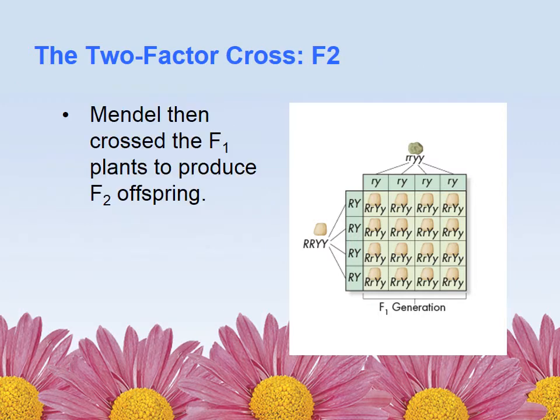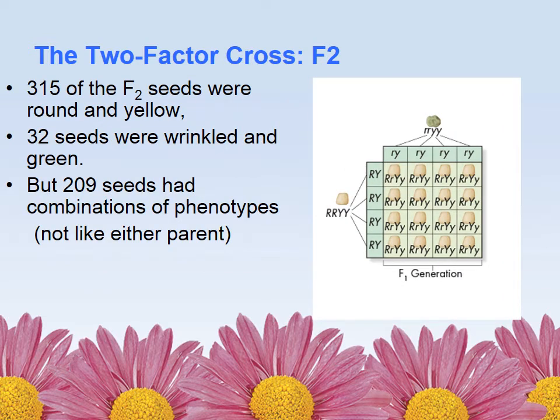So then Mendel crossed the F1 with each other to produce the F2. So we're looking at big R, little r, big Y, little y, crossed with big R, little r, big Y, little y. And these are the results that he obtained.